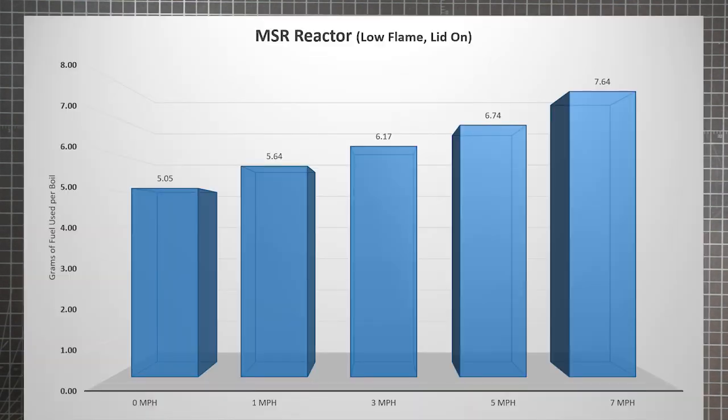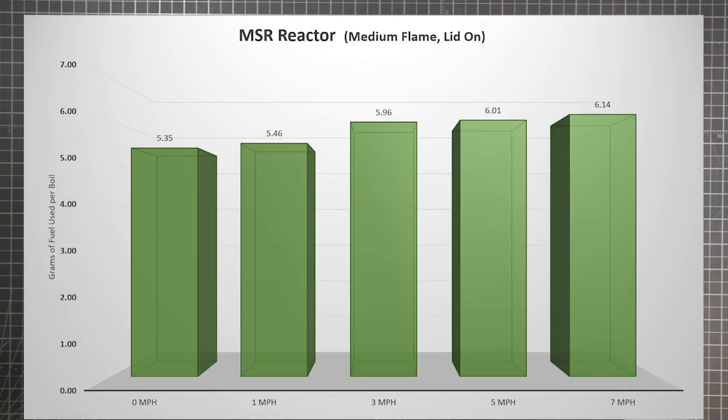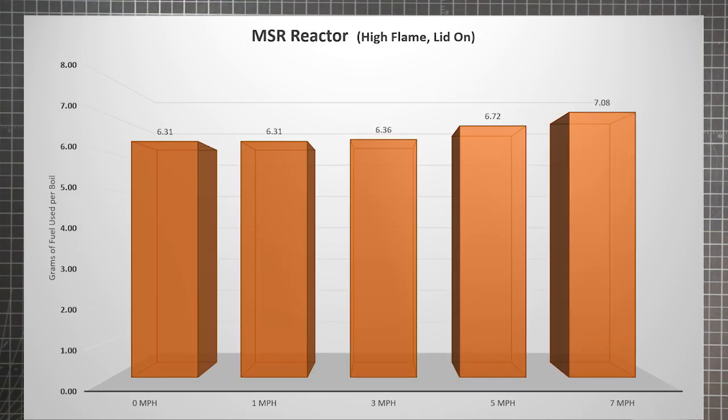On low, a nice smooth progression in the face of increasing wind. With a medium flame, the progression is even flatter, with almost no increases in fuel use required for 7 miles per hour versus 5 and 3. And the results when the flame is set to high.